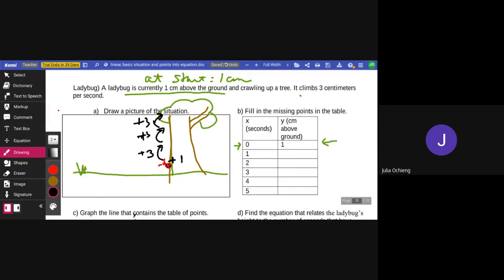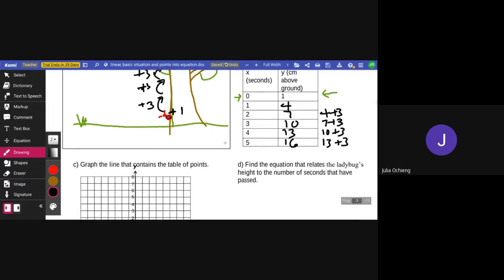So if he started at 1 and he's going up by 3 more for every 1 second, that's going to be at 4. 1 plus 3 is 4. At 2 seconds, we're going to add 4 plus 3. So 4 plus 3 is 7. We're going to add 7 plus 3 to find out where he gets next. That's going to be 10. 10 plus 3, that's going to be 13. And 13 plus 3, it's going to be 16. So that's going to be how far he gets in 5 seconds. All right, so that was filling in the table.